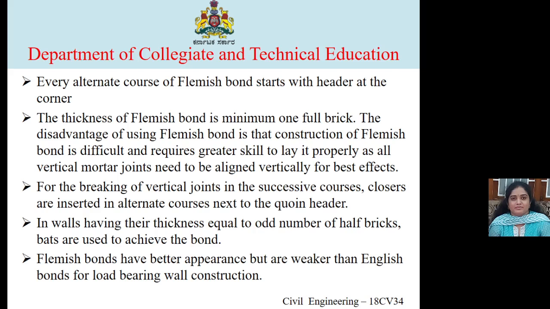For the breaking of vertical joints in the successive courses, closures are inserted in the alternate courses next to the quoin header. In walls having thickness equal to an odd number of half bricks, bats are used to achieve the bond. Flemish bonds have better appearance but are weaker than English bonds for load-bearing wall construction. So compared to the English bond, these are a little bit weaker for the construction of load-bearing walls.